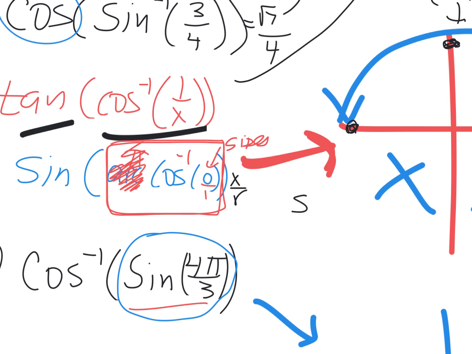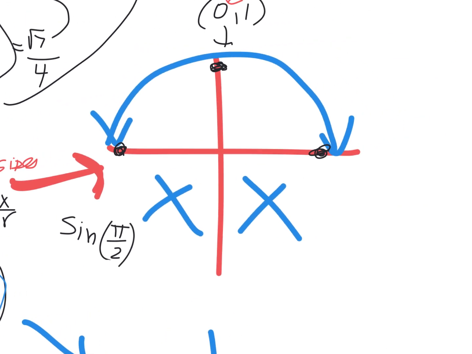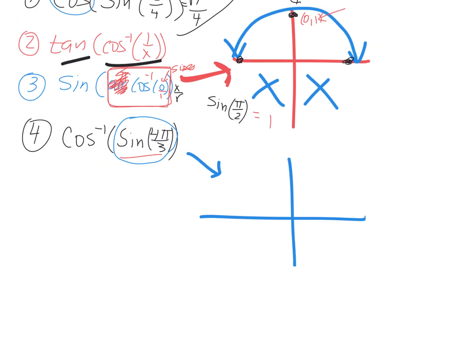So now my problem is sine of pi over 2. So I go back and I figure out, is pi over 2 in the same spot? Well, yeah, of course it is. So sine at that spot. Well, this spot is 0, 1, and the sine is the y. The y value there is 1. Who had 1 for your final answer? Yay! And then the last one.